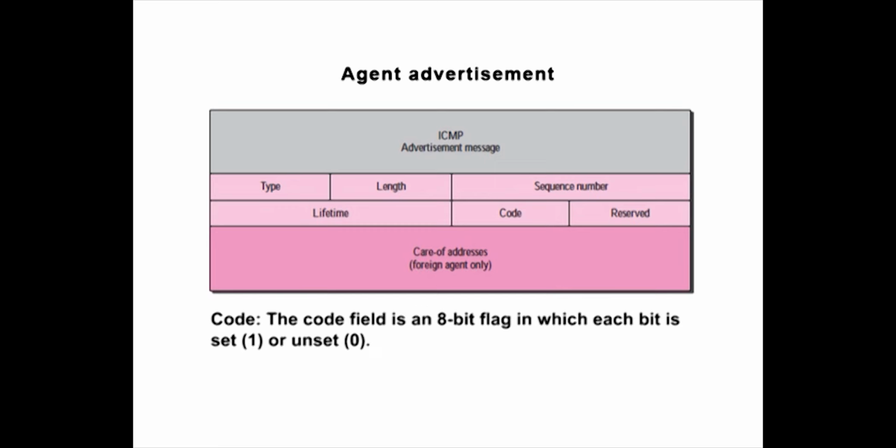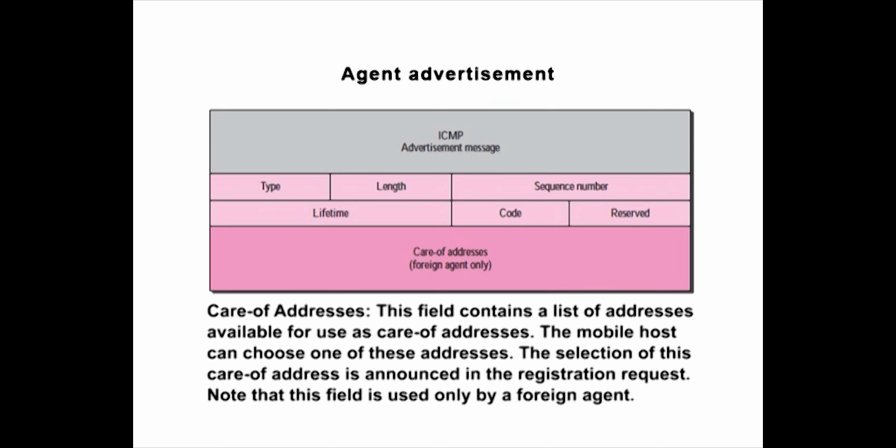Code. The code field is an 8-bit flag in which each bit is set to 1 or unset to 0. Care of addresses. This field contains a list of addresses available for use as care of addresses. The mobile host can choose one of these addresses. The selection of this care of address is announced in the registration request. Note that this field is used only by a foreign agent.